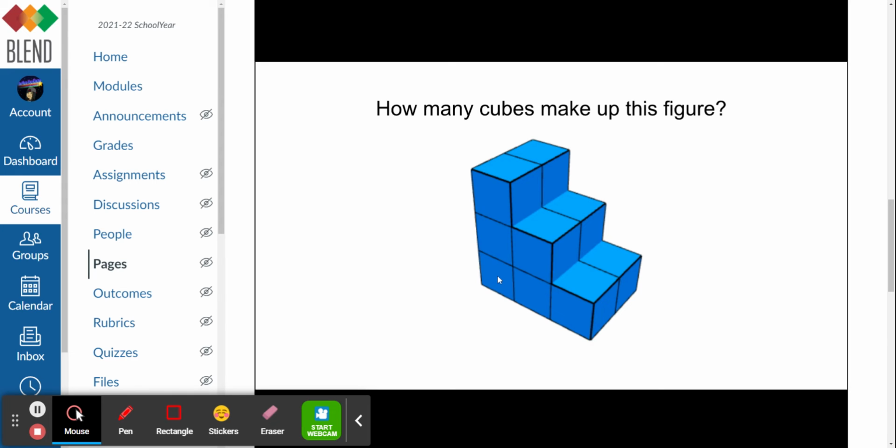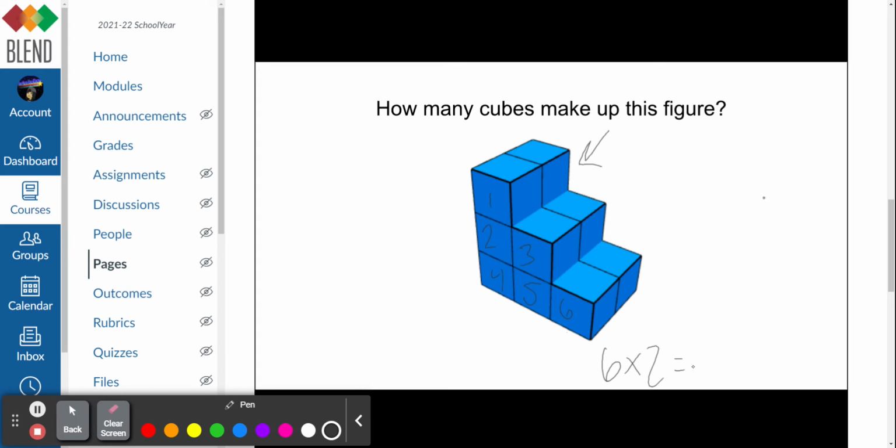So we have 1, 2, let's actually count them. We have 1, 2, 3, 4, 5, 6 unit cubes, but we also have the same formation back here as well. So that would be 6 unit cubes 2 times, which would give us 12 cubic units. All right. Since we have 6 over here, there's also 6 back there, which together is 12 cubic units.